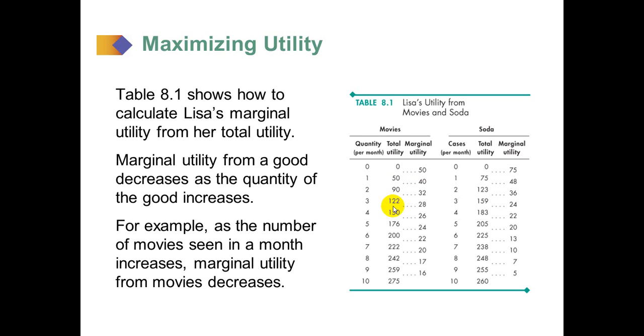The 3 units give Lisa 122, so unit number 3 gives her 32 units of benefits. Total utility 150, marginal utility 28. Total utility increases to 176, marginal utility becomes 26, and so on. The same thing we can say about soda, the other good.